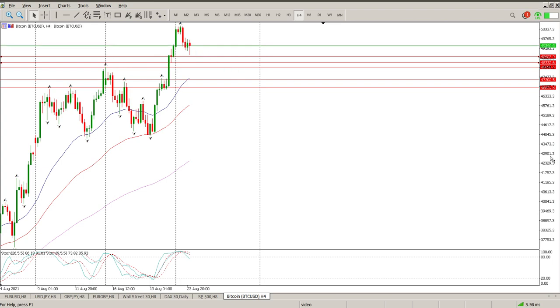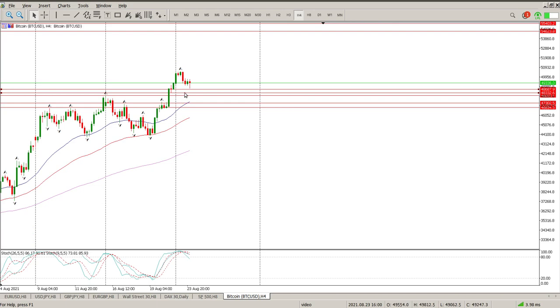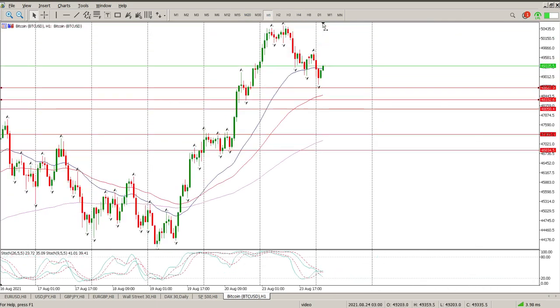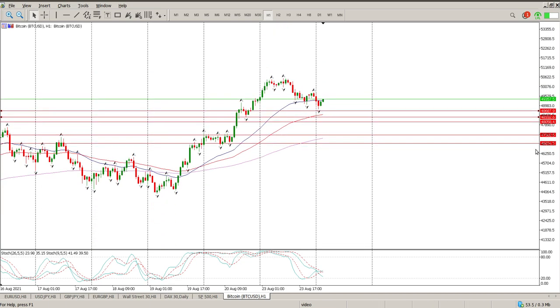So it might actually be worthwhile buying into this area with a stop below. But there's no structure on the hour to do that at the moment. I'd want to see a higher low before we do that on the 1 hour chart. So pay attention. There may very well be a possibility to buy into this today. And I would be looking for 55,000 and then 60,000 as my next two levels.